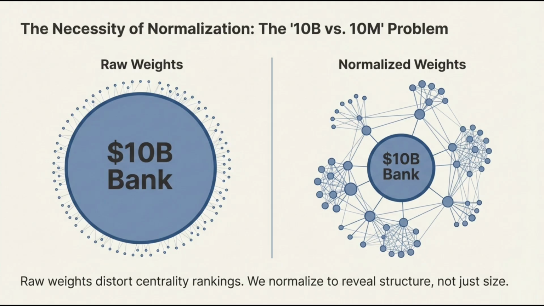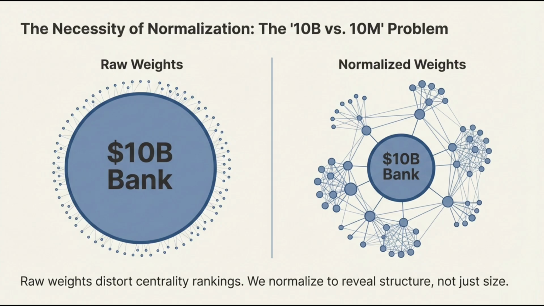The 10 billion versus 10 million problem. On the left, with raw weights, the gigantic 10 billion bank visually dominates the network simply because of size. If we compute centrality directly on those raw exposures, the ranking may tell us more about institution scale than about structural importance. On the right, after normalization, the network reveals a more balanced structure where relative position becomes visible. We normalize to reveal structure, not just size.